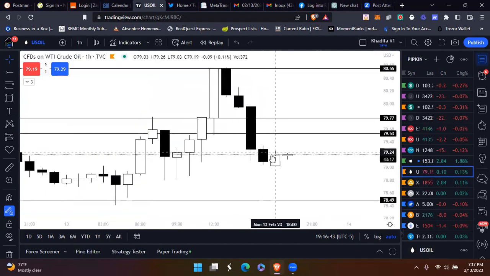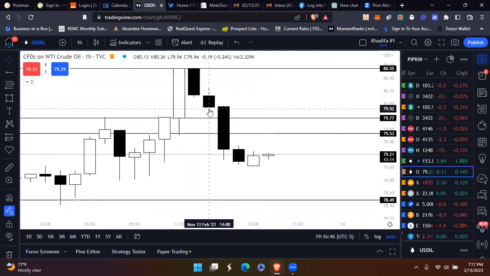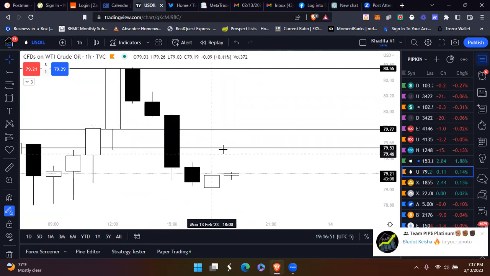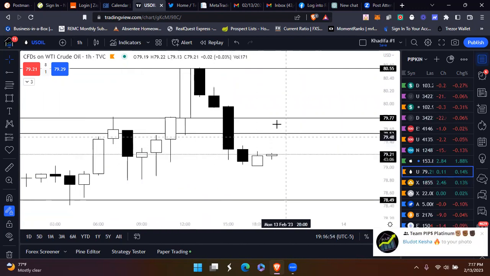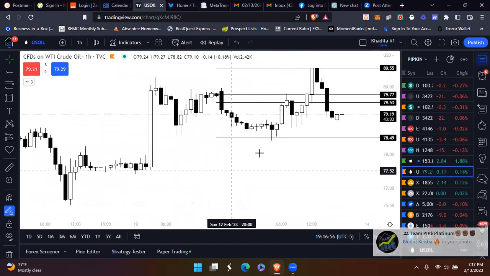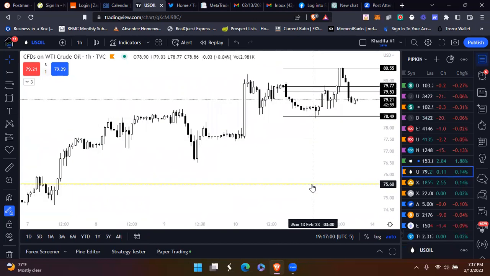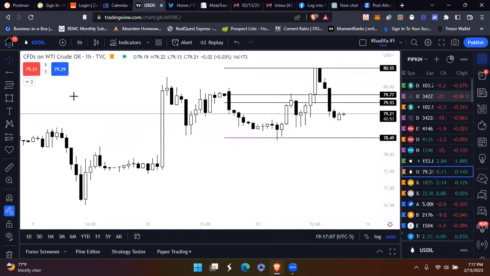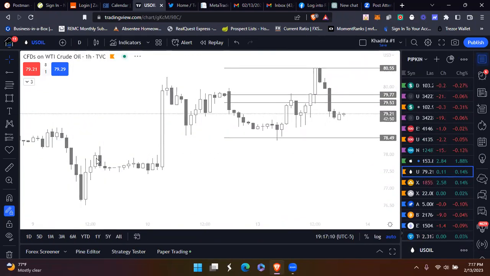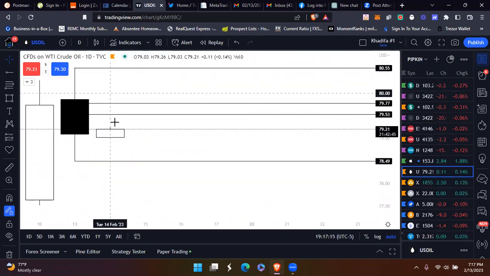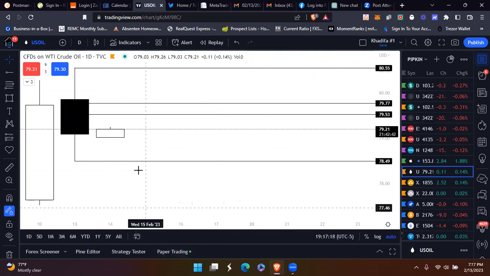bear with me, going in and out. So first, I want to see how we react to this level. If we respect that, then I'm going to look for us to push down to take out sell side liquidity. So that's what I want to see out of oil. See if we retest that discount array and how we react to that discount array.